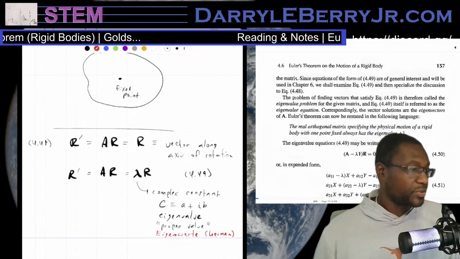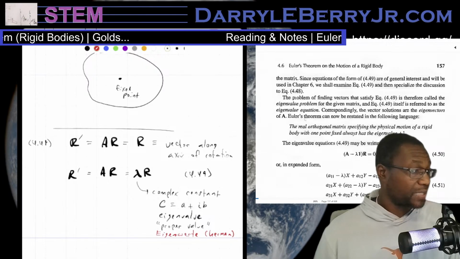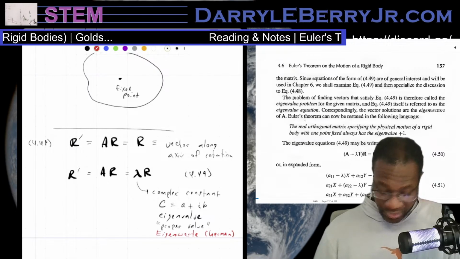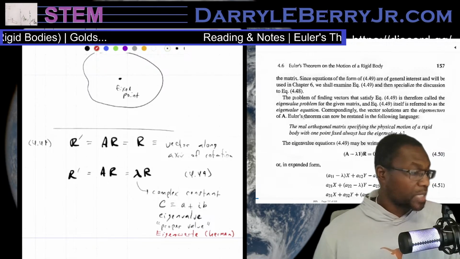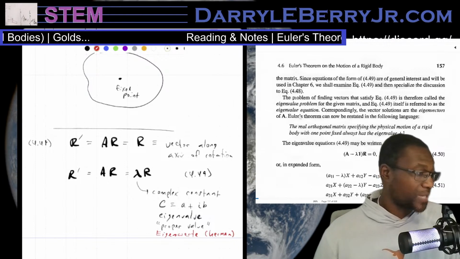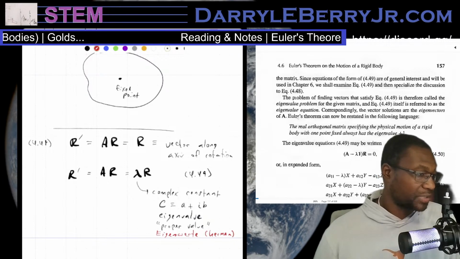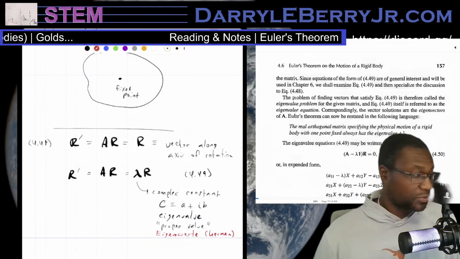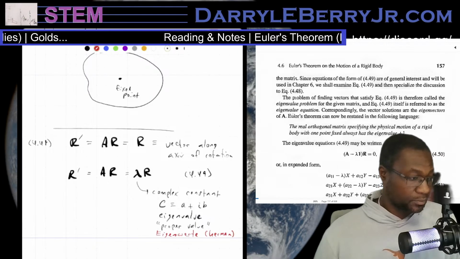Matrix, since equations of the form 4.49 are of general interest and will be used in Chapter 6. We shall examine 4.49 and then specialize the discussion to equation 4.48. The problem of finding vectors that satisfy equation 4.49 is therefore called the eigenvalue problem for the given matrix, and equation 4.49 itself is referred to as the eigenvalue equation.